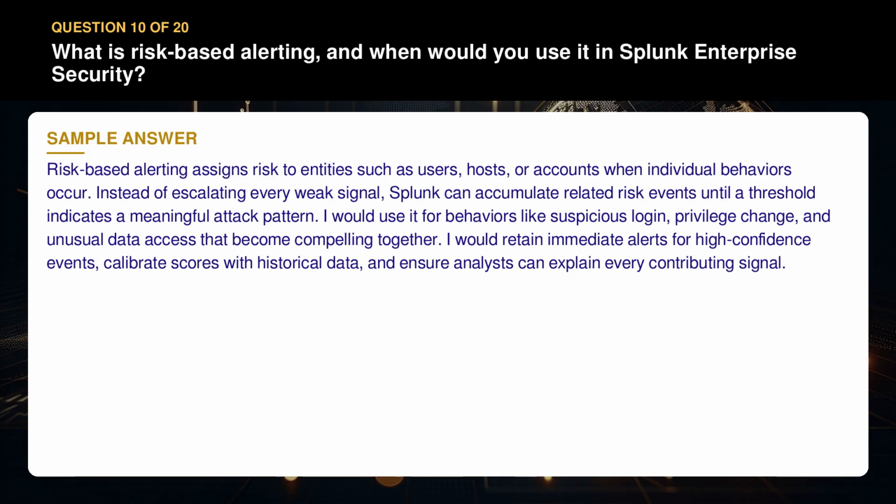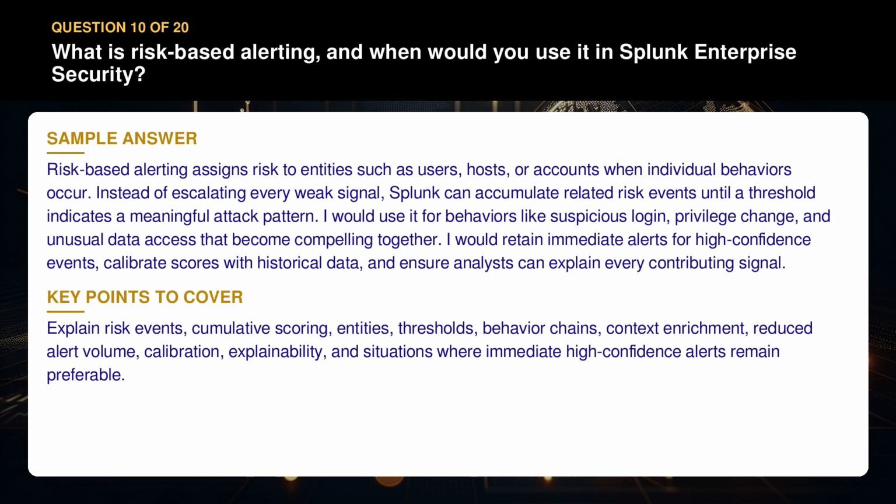I would use it for behaviors like suspicious login, privilege change, and unusual data access that become compelling together. I would retain immediate alerts for high-confidence events, calibrate scores with historical data, and ensure analysts can explain every contributing signal. Explain risk events, cumulative scoring, entities, thresholds, behavior chains, context enrichment, reduced alert volume, calibration, explainability, and situations where immediate high-confidence alerts remain preferable.